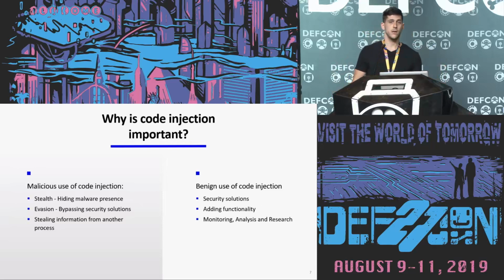For benign uses, in security solutions, we can use it to get the activity of a malware, see what it does, and if it does something malicious, we can inform the user and tell them that something bad happened. Also, it can be used to add some functionality to a program, so we can add something new that is not written in the code. And at the end, we can also do some monitoring, so a security researcher can monitor the activity of a malware and see what's going on. It's not only malware, it can be any program.